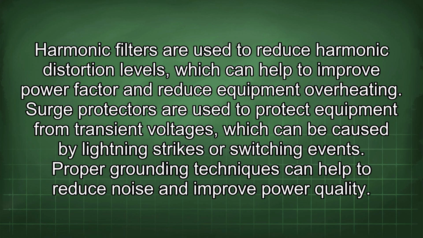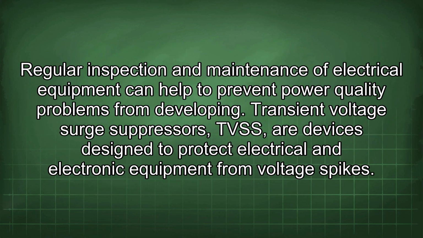Harmonic filters are used to reduce harmonic distortion levels, which can help to improve power factor and reduce equipment overheating. Surge protectors are used to protect equipment from transient voltages, which can be caused by lightning strikes or switching events. Proper grounding techniques can help to reduce noise and improve power quality. Regular inspection and maintenance of electrical equipment can help to prevent power quality problems from developing.